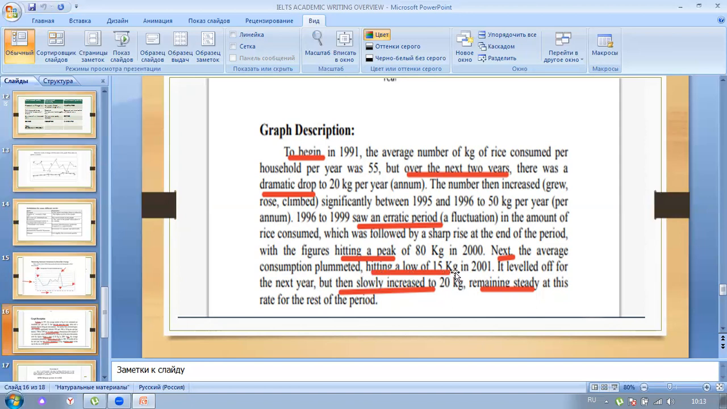Hitting a low of 15 kilogram olib tashlasak bo'lardi. Lekin mana bu narsani yozganimiz bizni taskni ko'proq tushunganimizni ham bildiradi. Please, you understand the task better, okay? You're analyzing. You know how to analyze. So that's a sign of it.